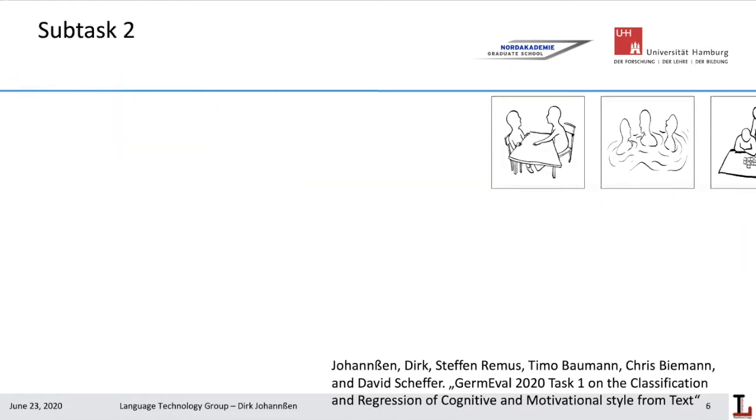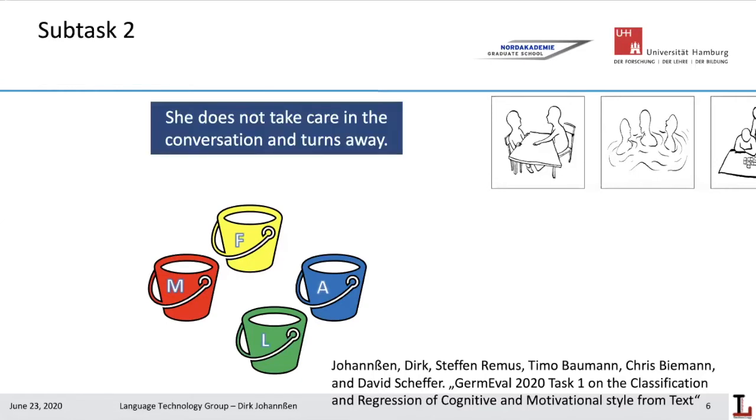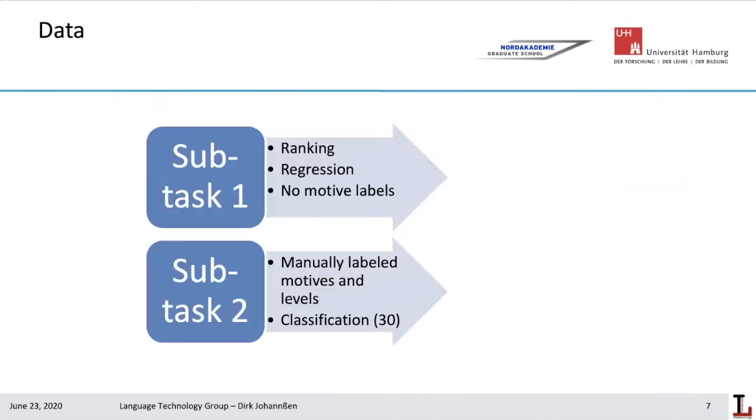For Subtask 2, the shared task participants were asked to classify texts of an implicit psychometric into one of 4 motive classes or, depending on the approach, one of 6 level classes, resulting in up to 30 target classes. Therefore, from a technical perspective, Subtask 1 is a regression task recreating a ranking with only text from an implicit psychometric, and Subtask 2 is a classification task.